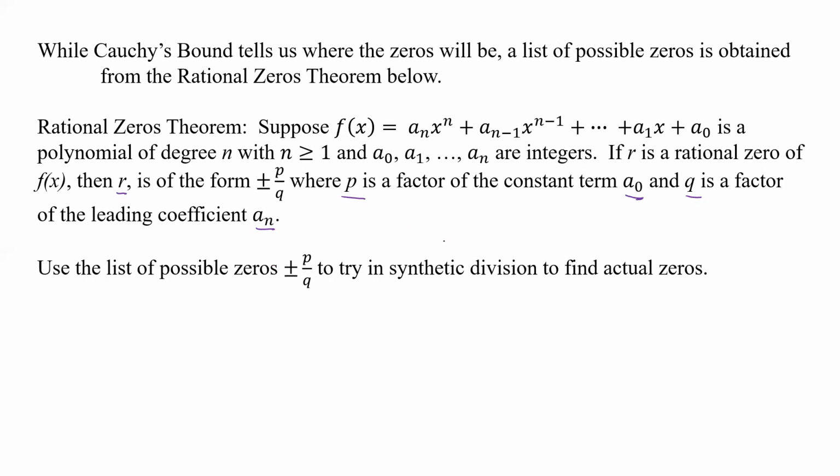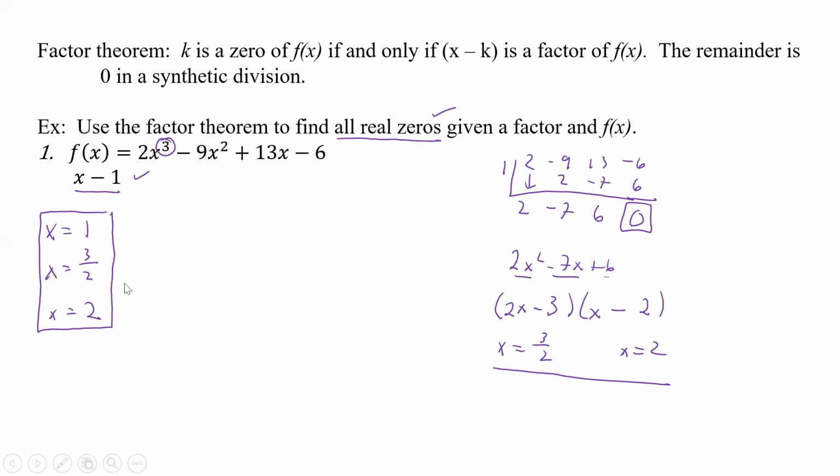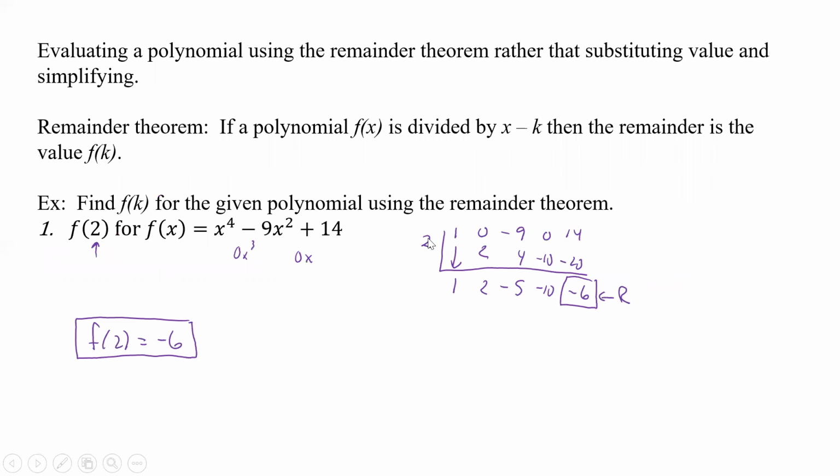We're going to find all of those, and it's plus and minus p over q, so we don't have to take absolute values. We just take p over q, the plus version, and then the opposite of it. We're going to use that list of possible zeros of plus or minus p over q to try in synthetic division to actually find zeros. So this helps us come up with a list that we can then do synthetic division on to find actual zeros. These aren't the actual zeros, just a possible list of them. That's how we find numbers to plug in when we did synthetic division earlier.